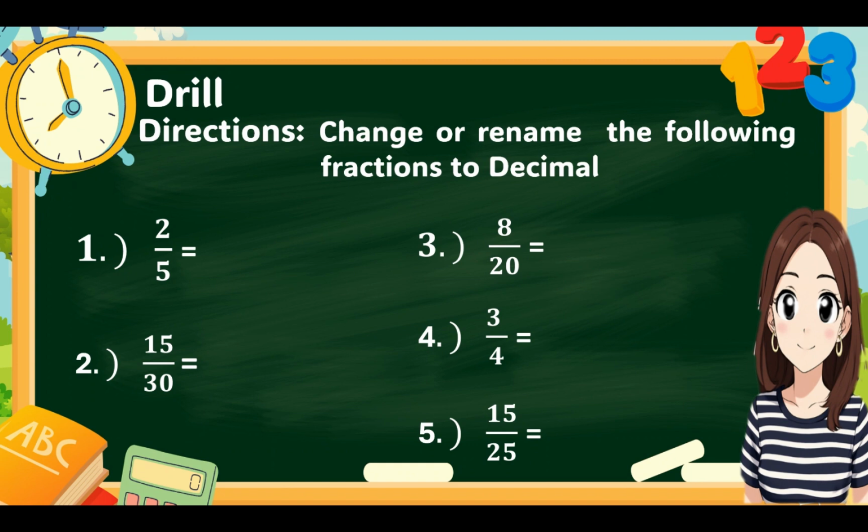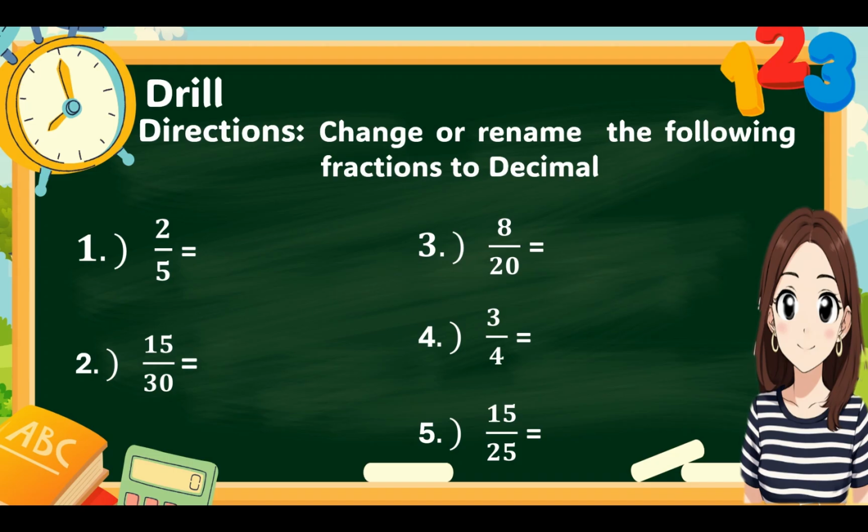Directions. Change or rename the following fractions to decimal. Number 1, we have 2/5. Number 2, 15 over 30. Number 3, 8 over 20. Number 4, 3/4. Number 5, 15 over 25.